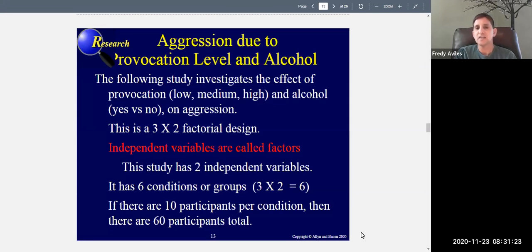Okay. It has 6 conditions, because when you multiply 3 times 2, you get 6 possibilities. You get 6 different groups that you're going to have to compare. If there are 10 participants per condition, if you're going to have 10 participants per group, that means you need 60 total. And there'll be simple questions like that on your homework and on the exam. The more difficult ones will be, is there a main effect here? Is there an interaction, right? Look at the graph, look at the table, right? Can you spot those?